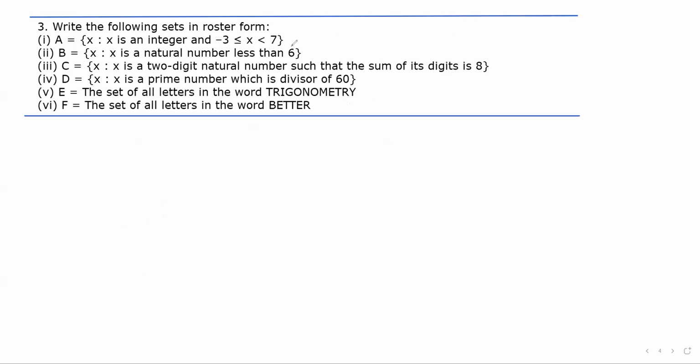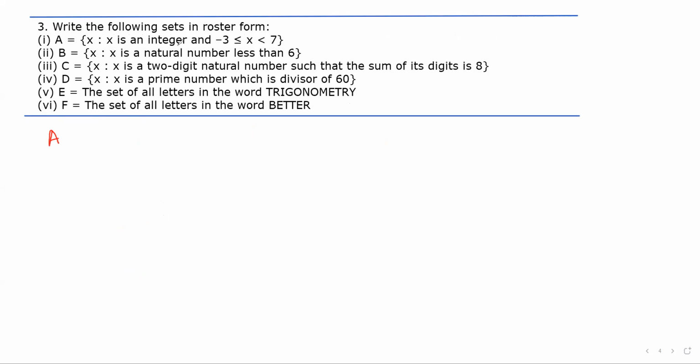Write the following sets in roster form. Now, roster form is when you're mentioning all the elements of a set. The given sets are in set builder form, where you use words to describe a common relation amongst the elements of a set. First, set A is given as the set of all x such that x is an integer and -3 ≤ x < 7.